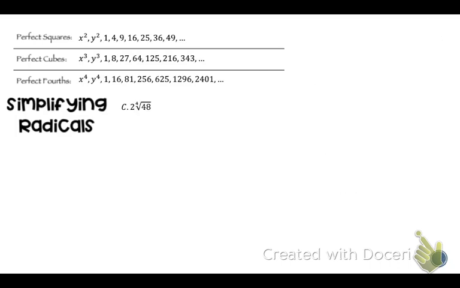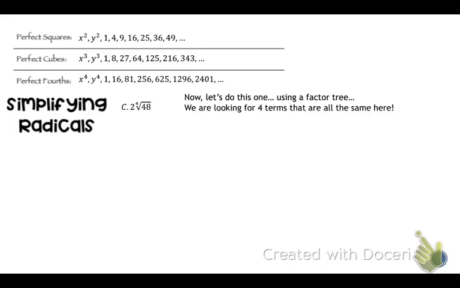Okay? Let's look at this one. So this is a fourth. So that means I need to have groups of 4. And I'm going to do this one using the factor tree. I usually do these with factor trees. This is how I'm going to write them when we do them in classes. So we're trying to look for 4 terms here. So 48 breaks down to 2 and 24. 24 breaks down to 2 and 12. 12 breaks down to 2 and 6. And 6 breaks down to 2 and 3.